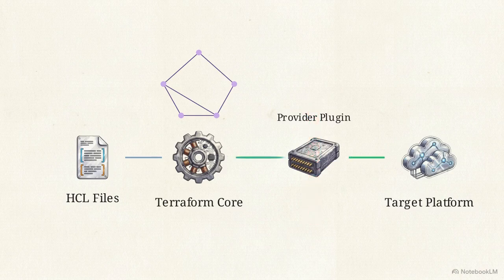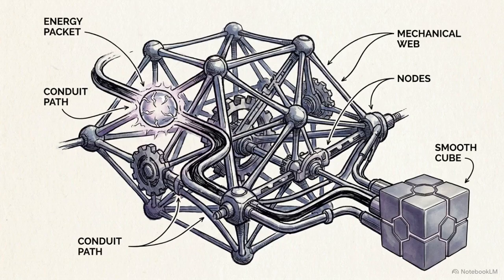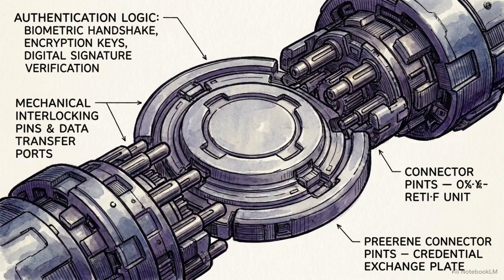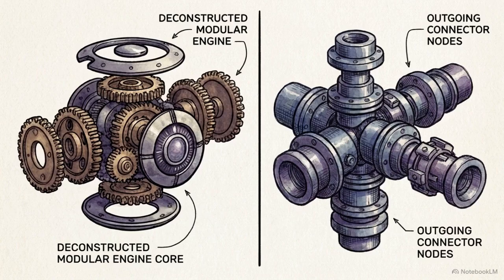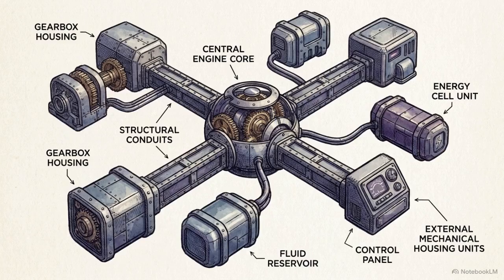These are dedicated translator modules that slot in between Core and the target platform, establishing the secure connection necessary to push create, read, update, and delete operations. Once Core calculates the dependency graph, it hands the specific instructions to the provider. The provider handles the authentication logic and translates the graph into the exact API calls required by the cloud vendor. By isolating the calculation engine from the API execution layer, Terraform remains completely platform agnostic while still allowing you to orchestrate highly specific, vendor-unique resources.